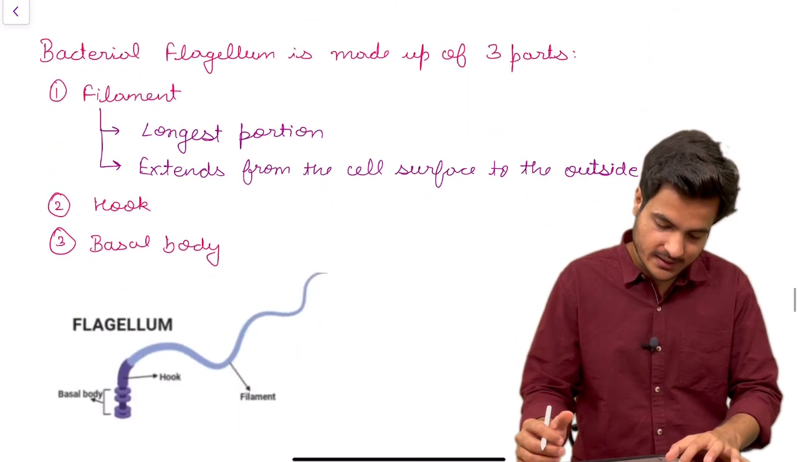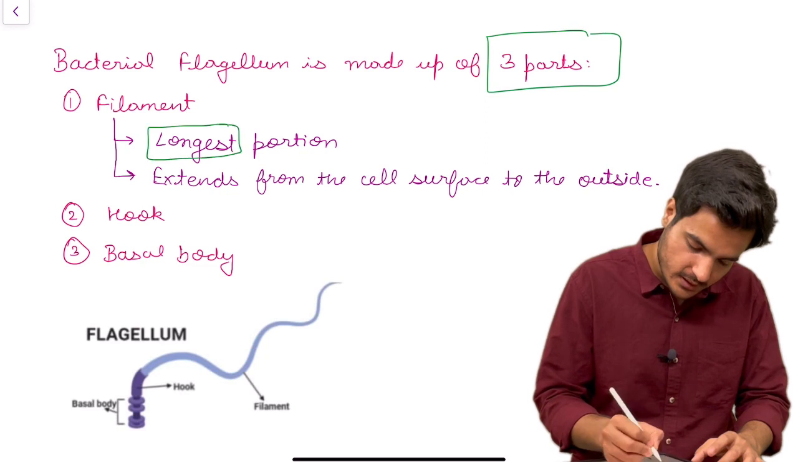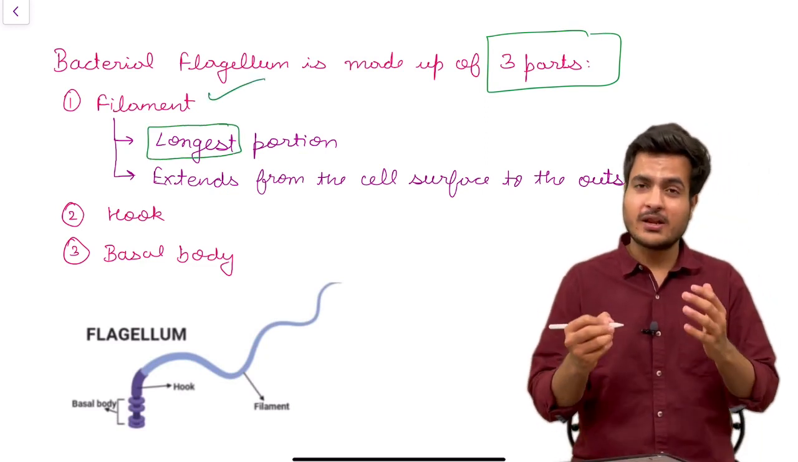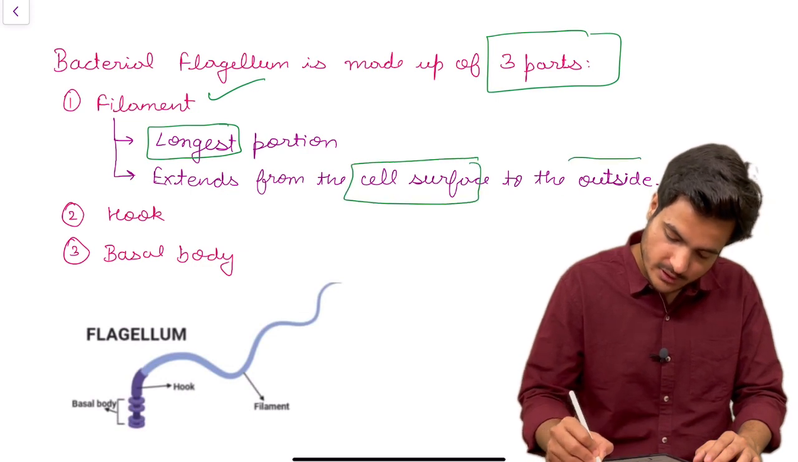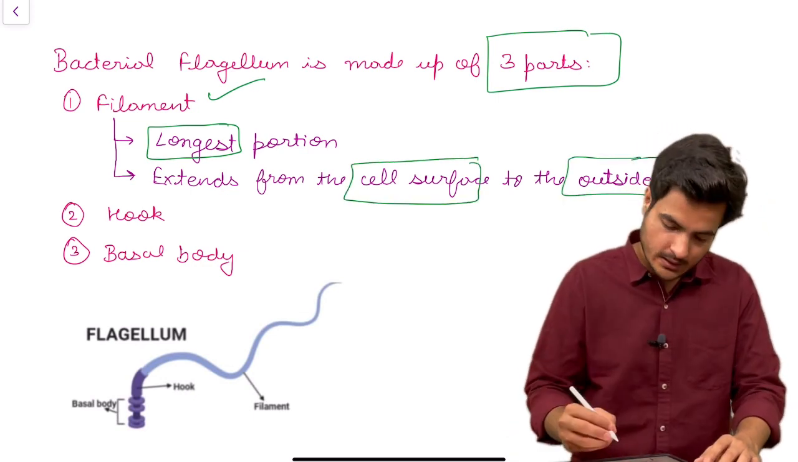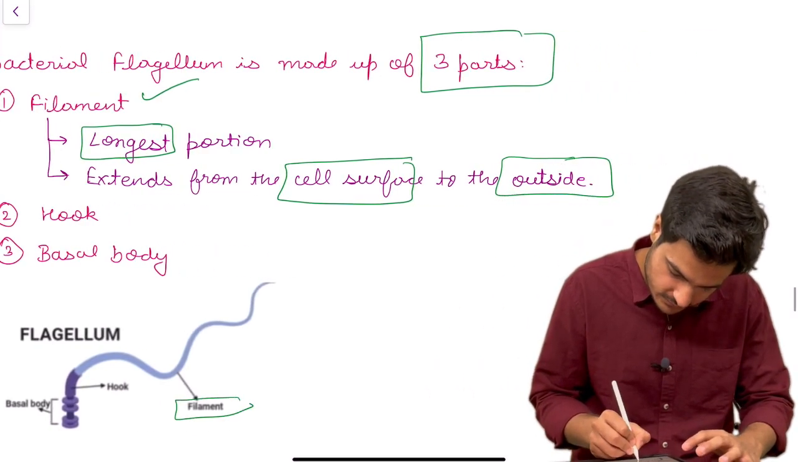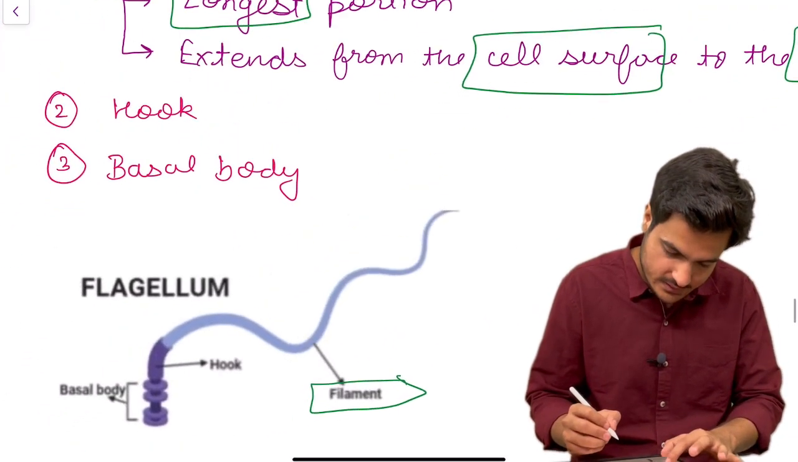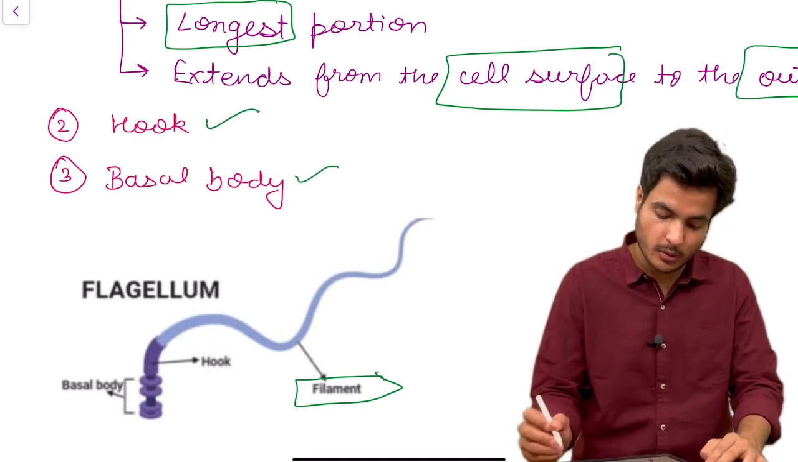The flagella of bacteria contains three parts. The longest one is called the filament of flagella, which extends from the cell surface to the outer surrounding. In the diagram we can see this light colored structure, which is the filament. The second structure is the hook of the flagella, and the third is the basal body of flagella.